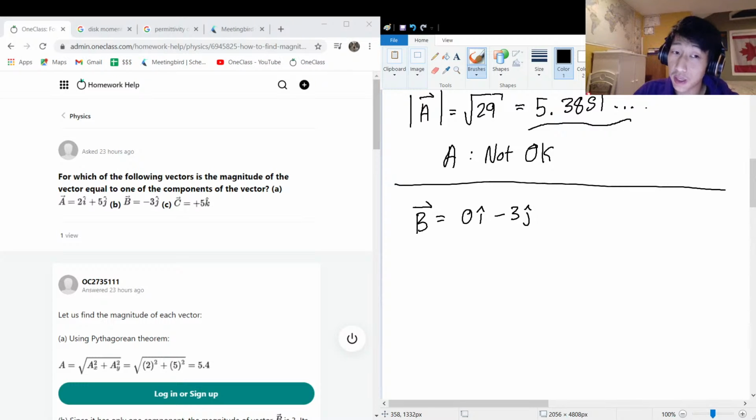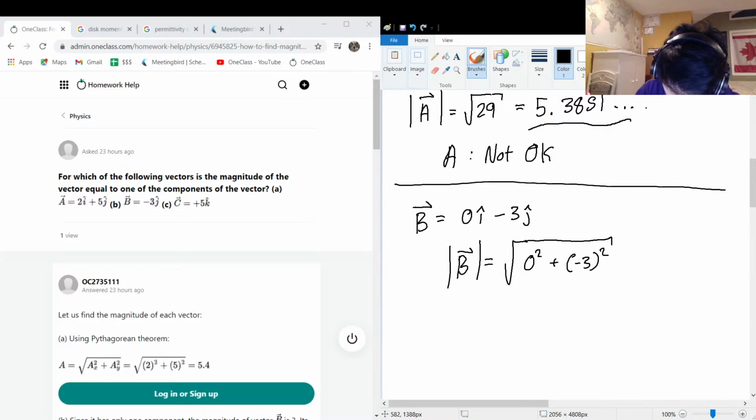if we want to be more proper and use the magnitude equation, B is equal to the square root of the components squared. So we got 0 squared plus negative 3 squared. That's just going to give us 3. Well, because 0 plus 9, negative 3 squared, that's positive 9. So the squaring neutralizes the negative. Plus 0 is 9, the square root of 9, plus or minus 3, but let's just worry about the plus for now. So it's 3. Now, is 3 the same as any component inside B?